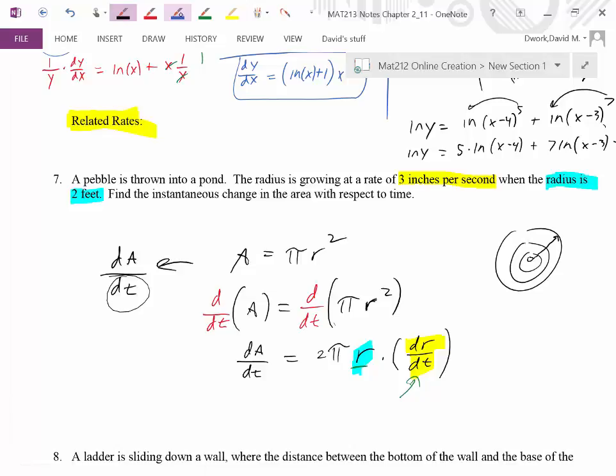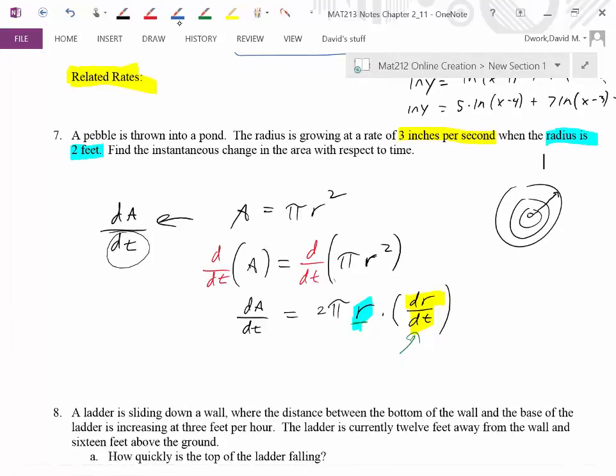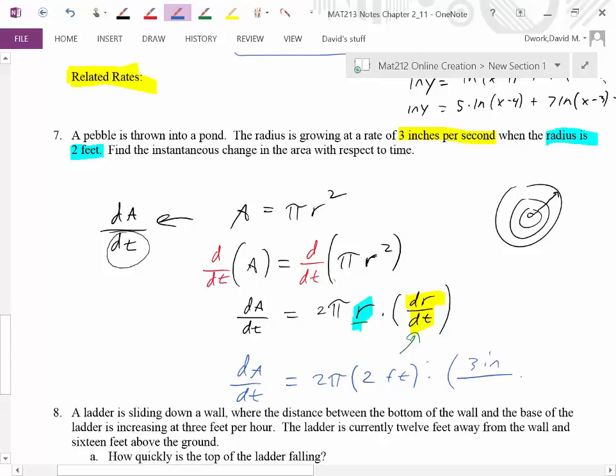So I have all the information I need. I've got everything right here. So I know dA/dt is equal to 2 times pi. Now, what is the radius of our circle? 2 feet times, and how is it changing? 3, we got something I don't like here. Let me fix this real fast. This is 2 feet times 3 inches per second.